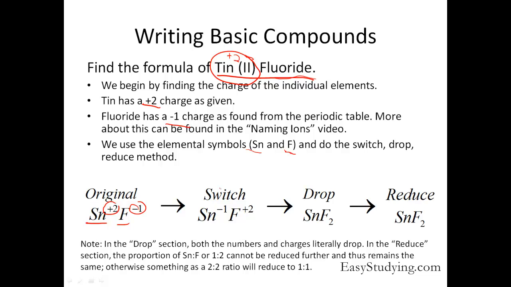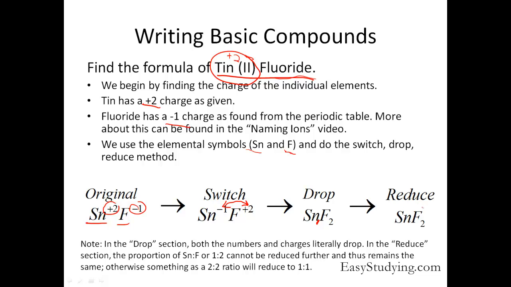Then we do the switch method, where we switch the charges. So the -1 went to tin, and the positive 2 went to fluorine. And then we drop. We dropped the charges both down to become subscripts. So Sn actually has a 1 subscript, but we usually don't include these when they have a 1 subscript. It is just expected that you know that they have a 1 subscript without writing it in. So it would be SnF2, which is basically the same thing as tin 2 fluoride.